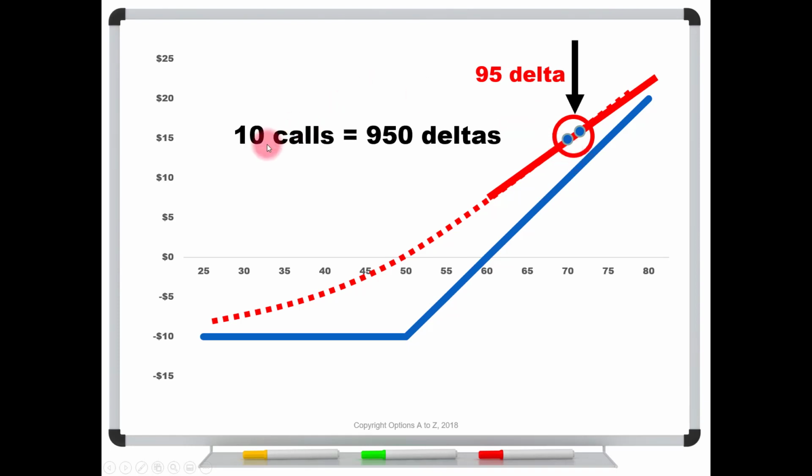So if you have 10 calls, again, 1,000 shares it's exercisable into, but it's behaving more like 95% of that, or 950 deltas. So if the stock price rises a buck here, you're going to be up about 950 bucks. Falls a dollar, you're going to lose about 950 bucks. Your exposure is more like 950 shares, not 1,000 shares.